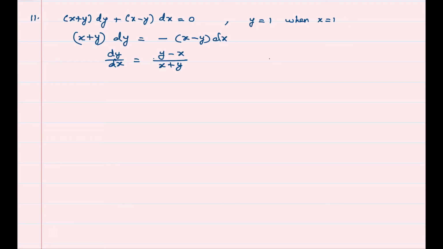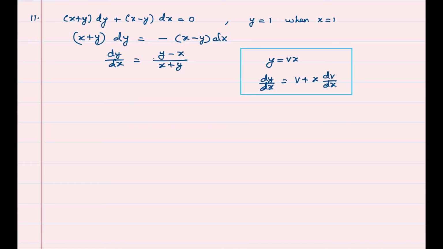Let us substitute y as vx. Differentiating both sides with respect to x, we get dy by dx is equal to v plus x dv by dx. dy by dx is v plus x dv by dx equal to vx minus x divided by x plus vx. x is common. We get v minus 1 divided by 1 plus v.